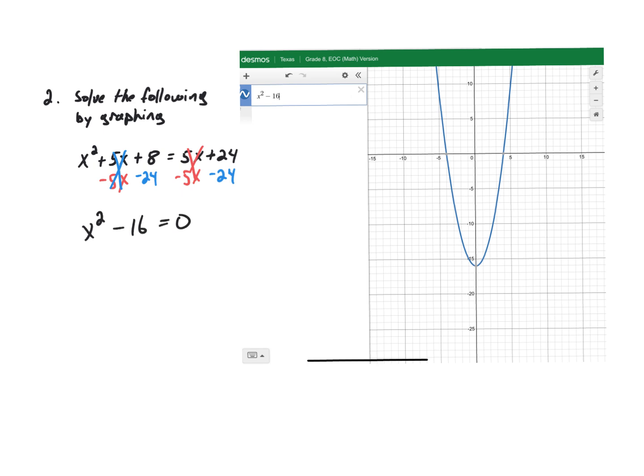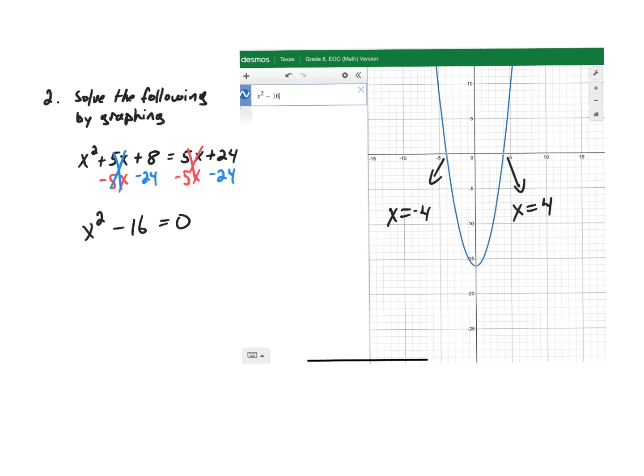And again, previously I taught you how to factor this. This is actually called the difference of two squares. But if we graphed it using the calculator, we just put x squared minus 16 into the graphing calculator. And when we graph it, we'll see that it intersects the x-axis at -4 and +4. So these are our solutions. X equals -4 and x equals +4.